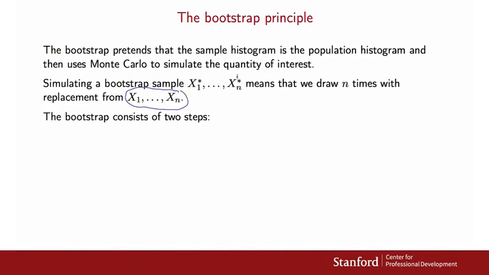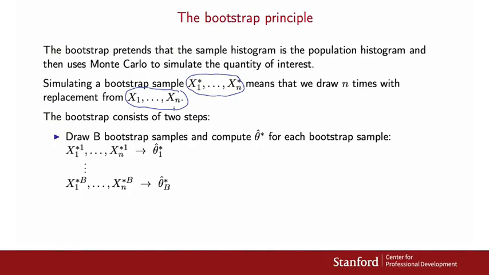Let's call those numbers x1 star to xn star. That means x1 star is drawn at random from these n numbers x1 to xn, and likewise x2 star is drawn at random, and x3 star is drawn at random. Such a bootstrap sample x1 star to xn star has numbers that are among the sample x1 to xn. Some of the x's may come up several times, and others may not come up at all.